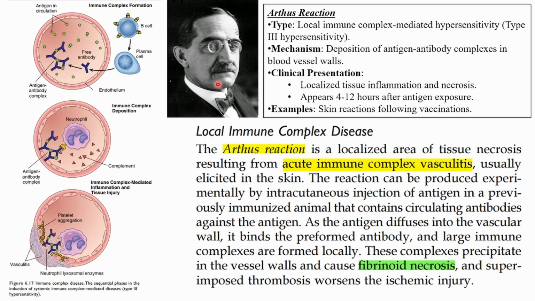So how many types of hypersensitivity do we have? Type 1, type 2, type 3, type 4. Types 1, 2, 3 are all antibody mediated, and type 4 is delayed, which is cell mediated. Okay, so what can you write in the exam? Arthus reaction, what type? It is a local immune complex mediated, type 3 hypersensitivity. What is the mechanism? The deposition of antigen antibody complexes on the blood vessel. And the clinical presentation is localized inflammation and necrosis, which appears 4 to 12 hours after the antigen exposure. An example is a skin reaction following vaccination. That is also one kind of reaction.